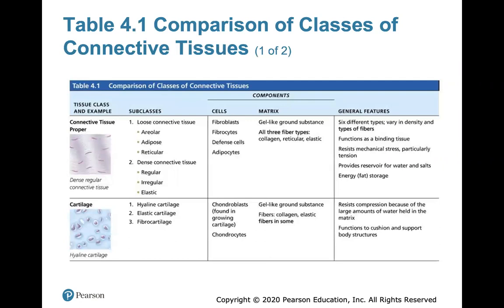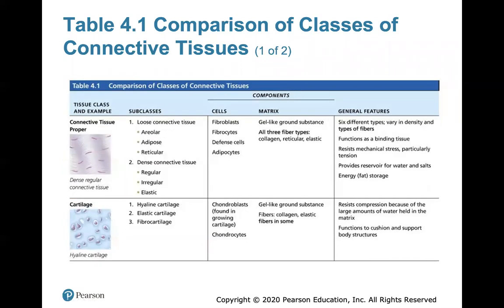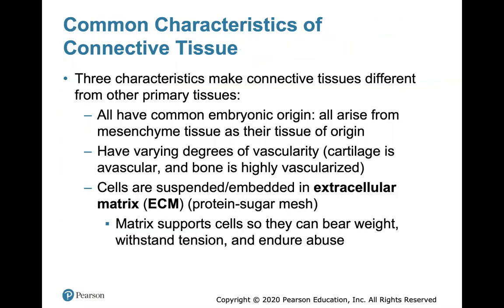So I'm going to encourage you guys to pause slides here. Connective tissue proper, we're going to go through the subclasses relatively quickly, the cells and the matrix included, and the features. Cartilage, the three types of cartilage, and then the components and features. Bone, blood, again, cells, matrix, and general features. If you guys study these two slides, that's probably going to be pretty close to as much as you need to know about connective tissue. I won't ask you too many other details besides what's on these two slides of all the classes and subclasses of connective tissue.